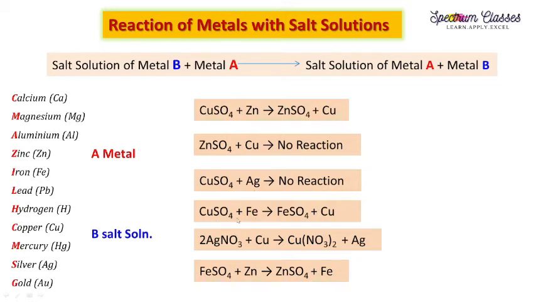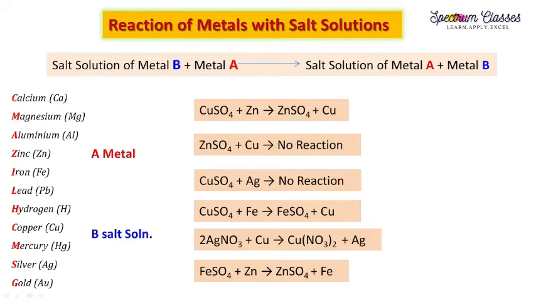Copper and iron. First you have to locate them in comparison to each other. So iron is A and copper is B. This is fine, so we can have this reaction. The next one is silver nitrate and copper. So we are having a solution of B and a metal of A. So this reaction will occur. I will show you the lab activity for this reaction in the next video.